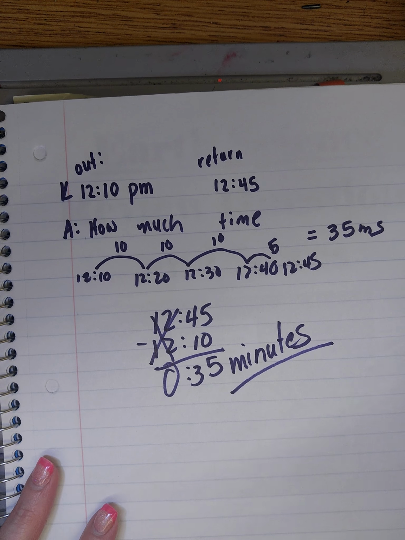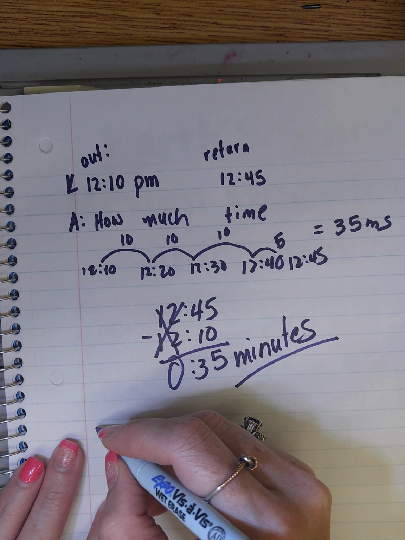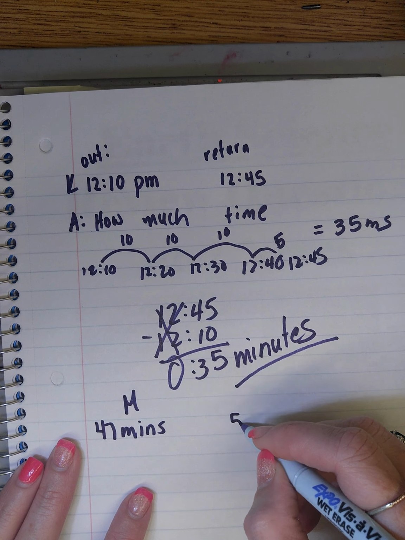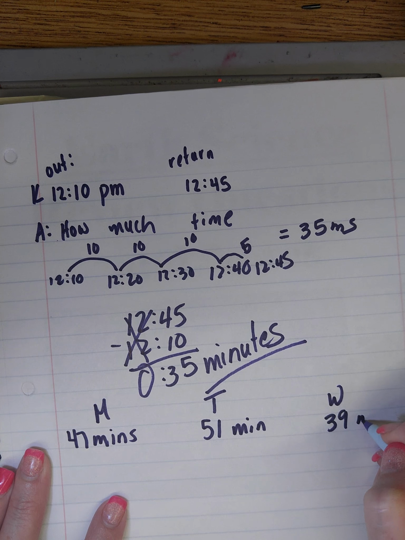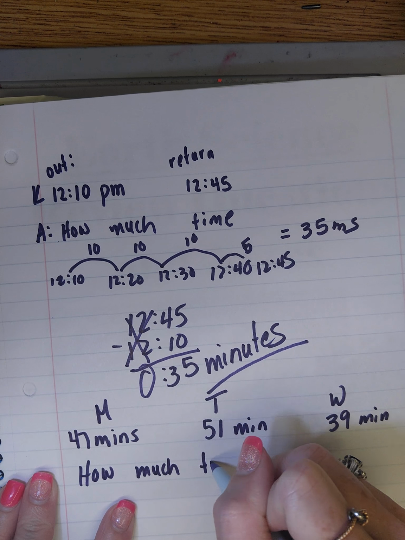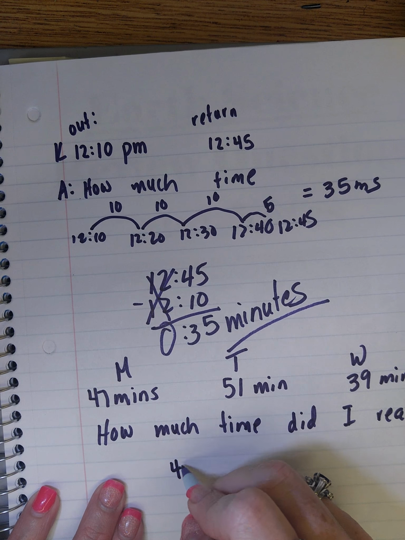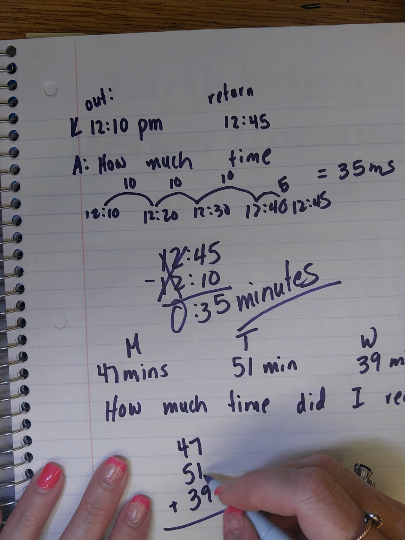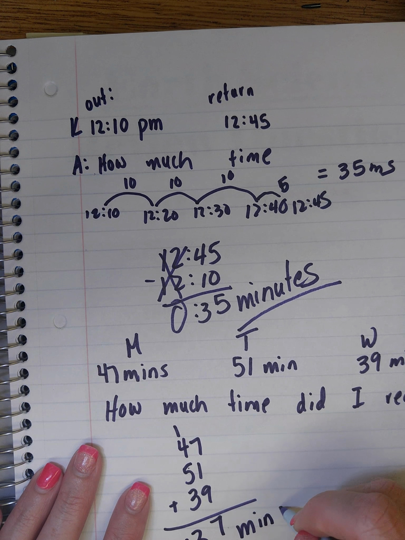You will have to add units. So here's an example. I read a book for 47 minutes on Monday. On Tuesday, I did 51 minutes. On Wednesday, I did 39 minutes. How much time did I read? Now, I will add all these together, 47, 51, and 39. That's 16, 17, regroup the 1, 5, 10, 13. So I read for 137 minutes.